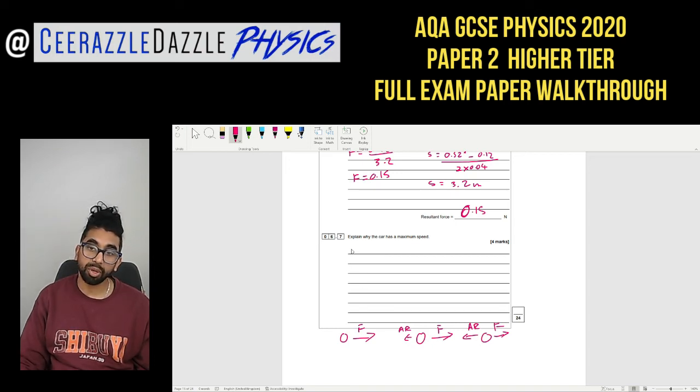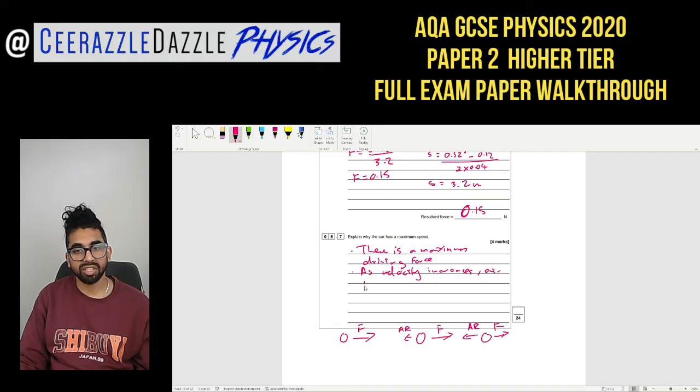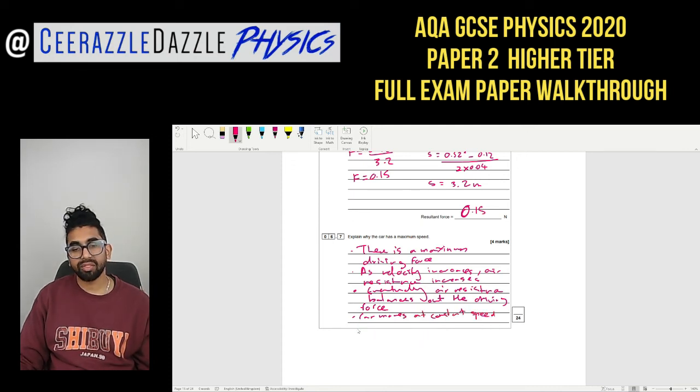So we can put down the following. Number one, there's a maximum driving force, but as the velocity increases, air resistance increases, and as the air resistance increases, what happens is eventually they balance out. Eventually air resistance balances out the driving force, then the car moves at constant speed and no more acceleration.